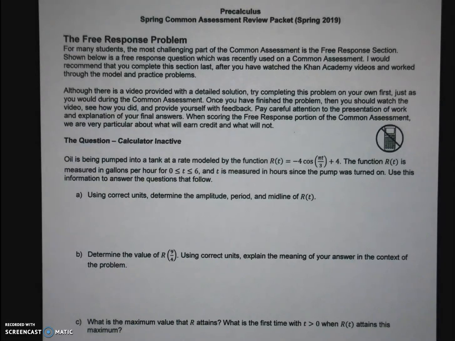Hello and welcome to the Spring Common Assessment Review Packet for Precalculus Free Response Problem Solution. By this point, you should have already worked through the problem on your own using a pencil, and you should have a pen of a different color out right now to go along and give yourself some feedback as I present my solution to this. So we're going to dive right on in here.